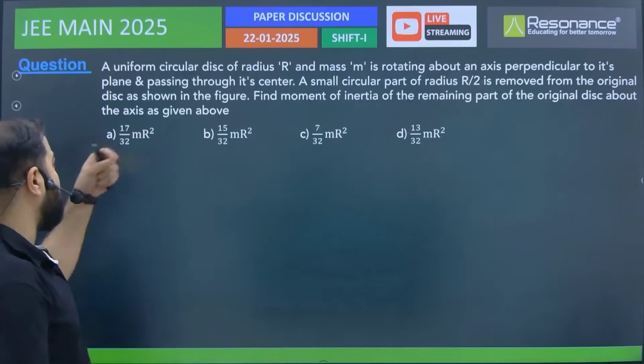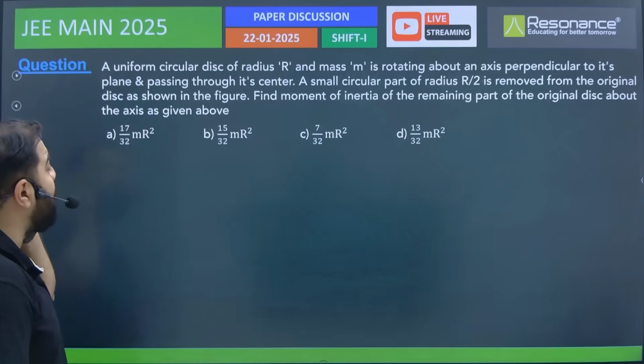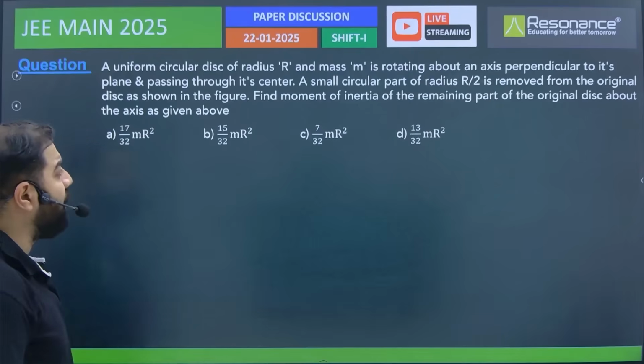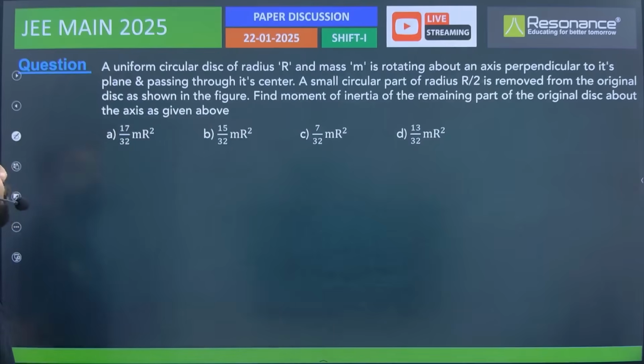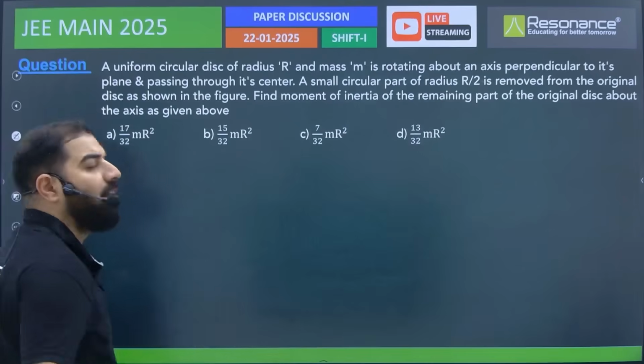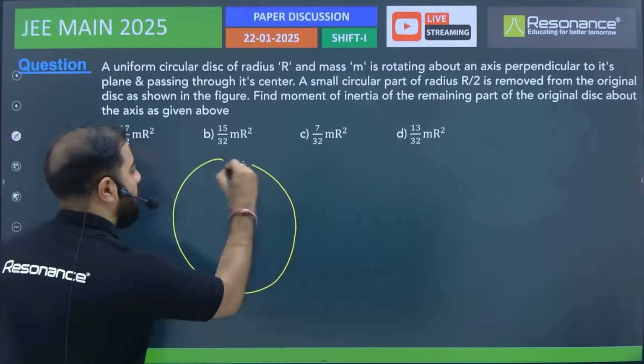Next question is: a uniform circular disk of radius r and mass m is rotating about an axis perpendicular to the plane and passing through its center. A small circular part of radius r by 2 is removed from the original disk as shown in the figure. Find the moment of inertia of the remaining part of the disk about the axis. I guess the diagram is missing, so let's draw the diagram. I guess the diagram is something like this.